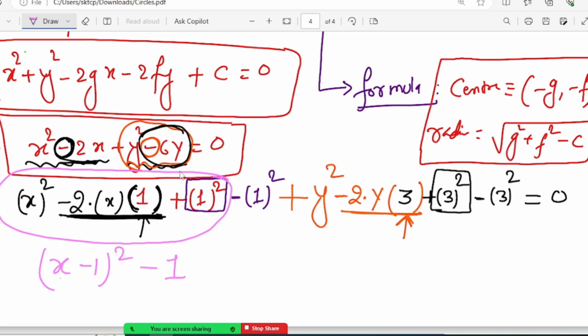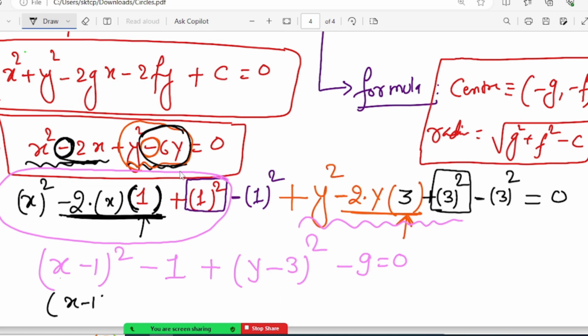Minus 1, and these three terms settle into (y minus 3) whole square minus 9. Minus 9 should be equal to 0. Now that's so simple. Shift all the constant terms to the right-hand side, so you will get (x minus 1) whole square plus (y minus 3) whole square is equal to 1 plus 9, that is equal to 10.